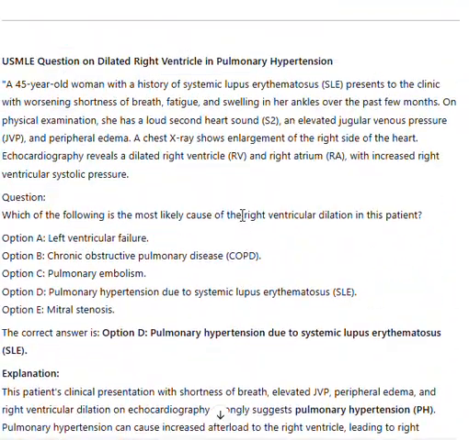Here's a USMLE style question related to dilated right ventricle in pulmonary hypertension. USMLE question on dilated right ventricle in pulmonary hypertension.